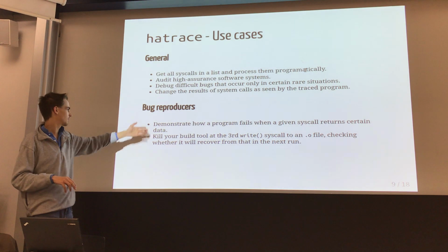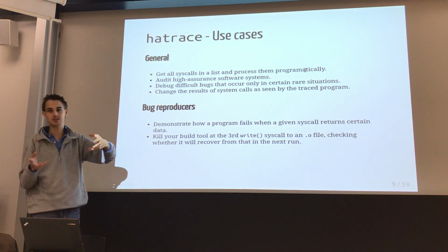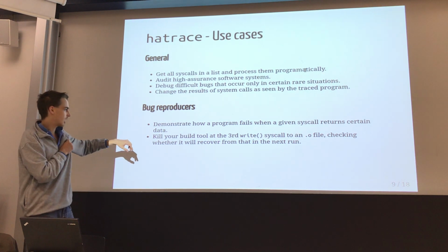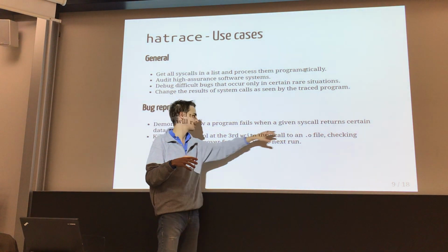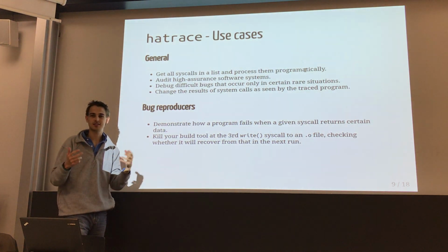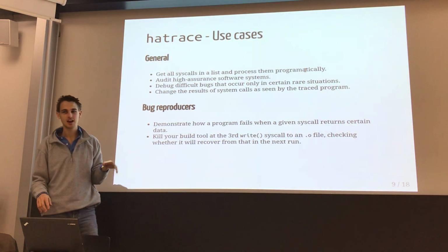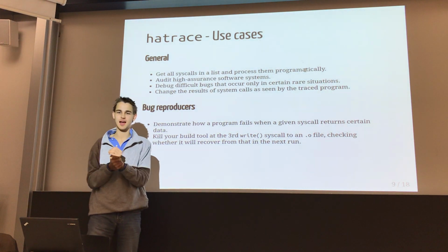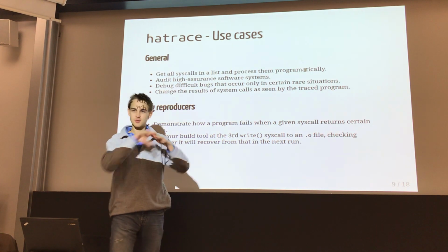Okay, so that's basically what I just said: bug reproducers. This way you can show, okay, I've encountered such a case, I want to show it every time that it happens. So for example, you can say, I want to kill my build tool at the third system call that writes to a .object file, and see whether it will be able to recover in the next run. You can already guess that I'm talking about the Glasgow Haskell Compiler in this case. On the Stack issue tracker, we had numerous reports where people said, sometimes when I build and then I press Ctrl+C and then I do stack build again, it just throws me some linker error.